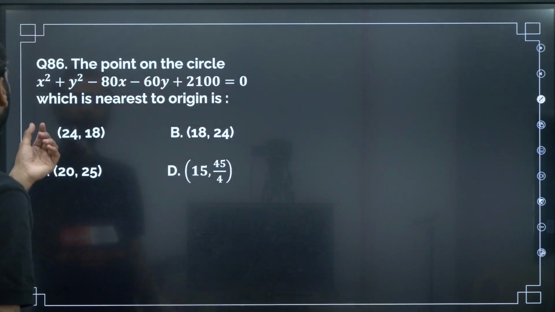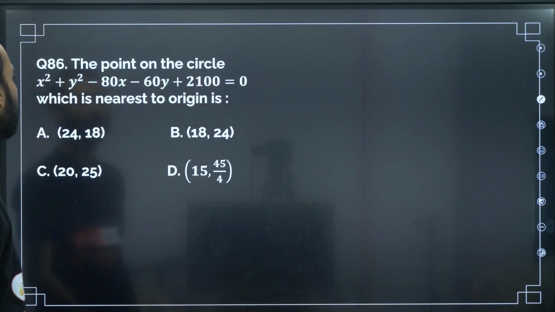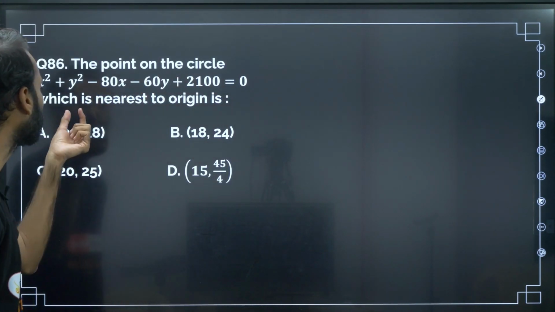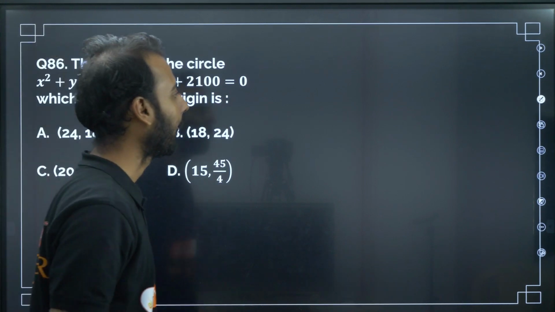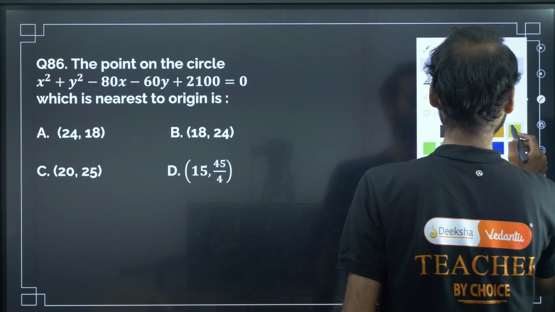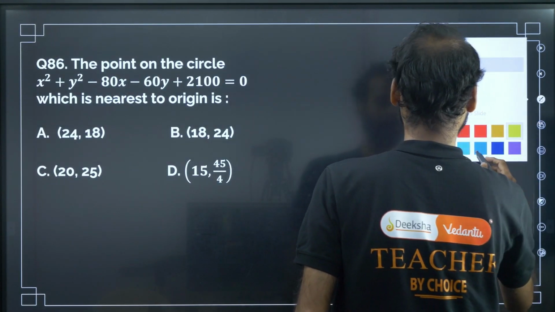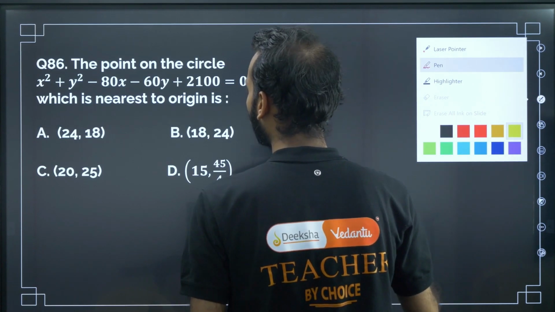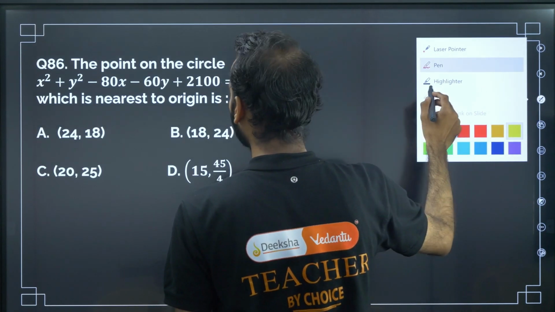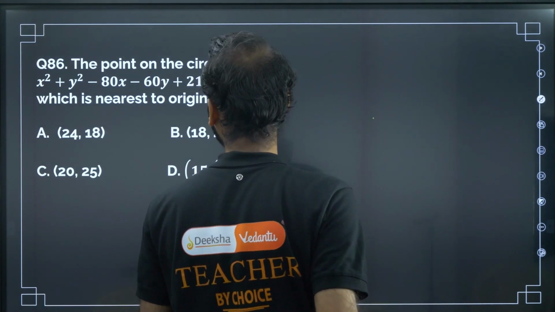The point on the circle x square plus y square minus 80x minus 60y plus 2100 is equal to 0, which is nearest to origin is. Now, the point on the circle, so which is nearest to origin.